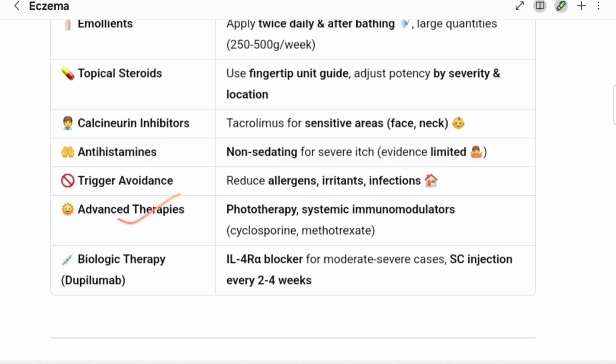And advanced therapies include phototherapy, systemic immunomodulators like cyclosporin, methotrexate. And we can also use biologic therapy, that is interleukin 4R alpha blocker for moderate to severe cases. Subcutaneous injection every 2 to 4 weeks. Dupilumab is the biologic therapy that we can use. Please try to memorize it because it can come as an MCQ question in MRCP examination. So mark this point.